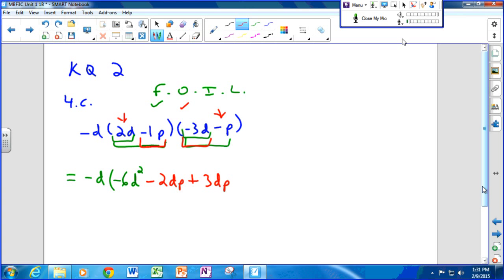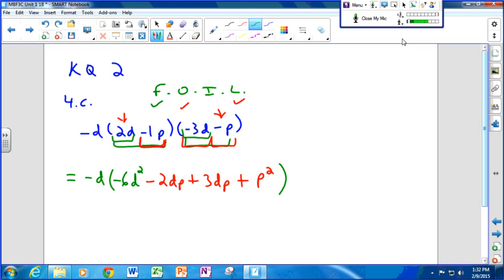And then our L, I have a negative 1 times a negative p. I have a negative 1p times a negative p. Negative times a negative is going to be positive. P times p is just p squared. Okay? And then we close out our bracket.